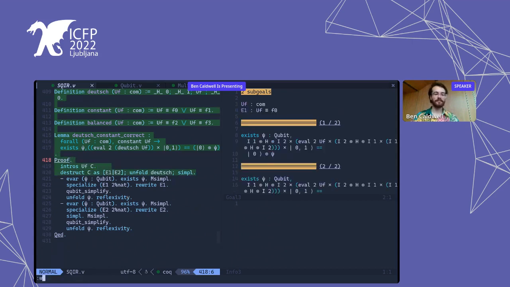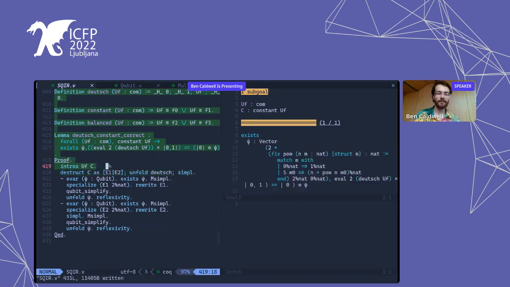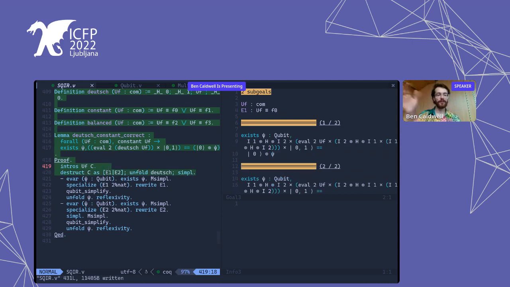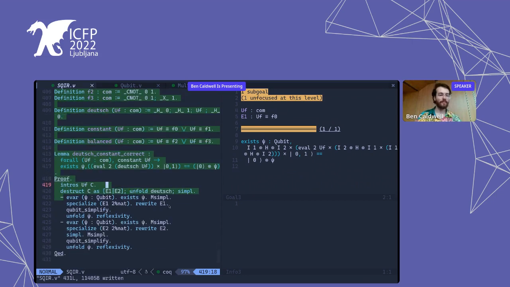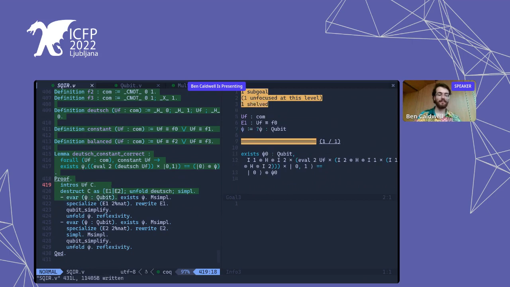Right, and so how this one goes is we have this constant thing. We're showing that it's correct on the constants. So given some constant thing, Deutsch should evaluate to this, and we destruct the constant to get our two different gates, F0 and F1. And we introduce some new variables. We say that new variable is the qubit that we are going to have at the end. And we do some simplification.